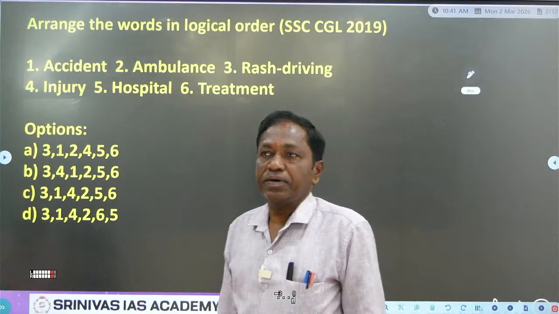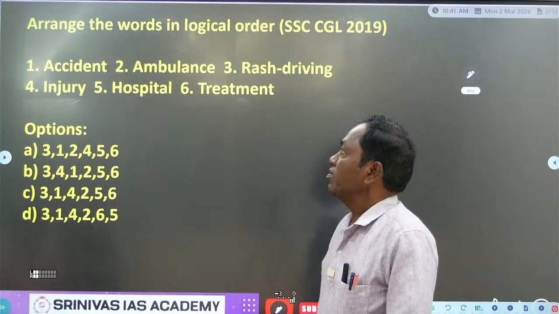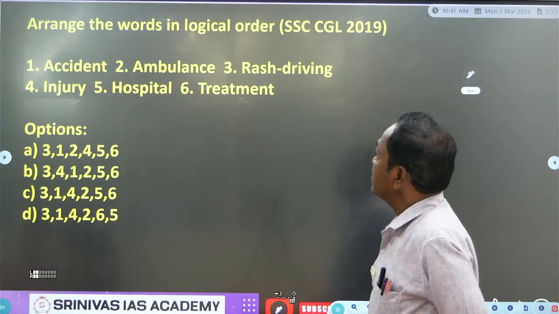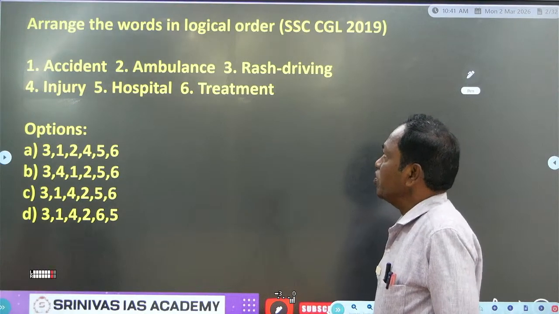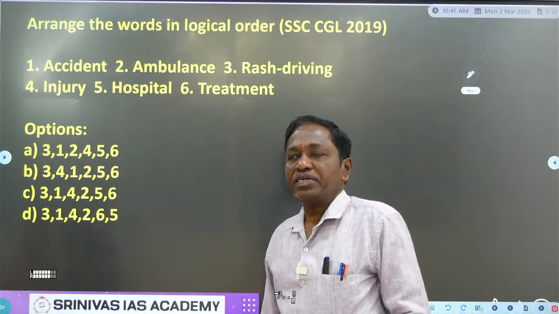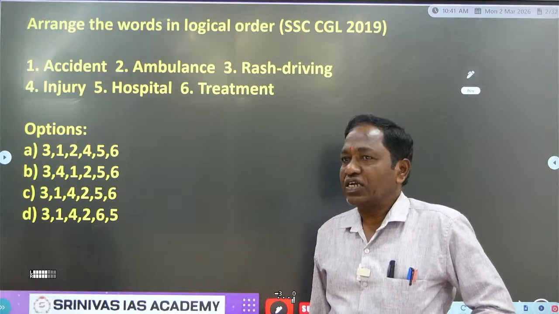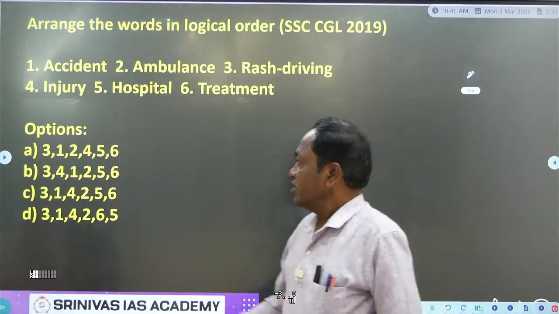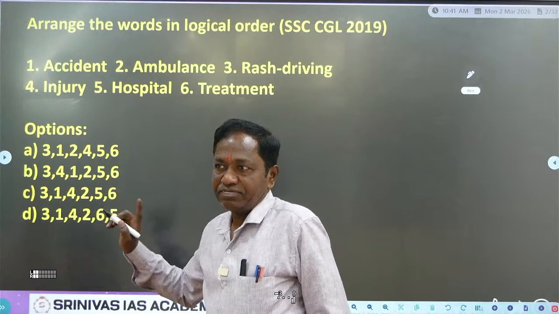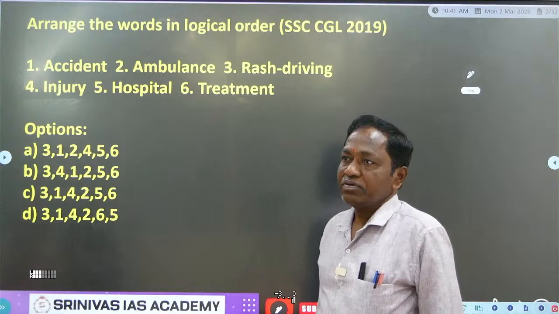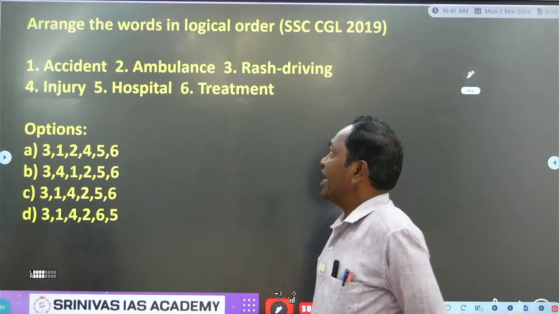Now we can see what words are there related to this: accident, ambulance, rash driving, injury, hospital, treatment. This is an easier one. What takes place first? Rash driving. Rash driving is what number here? 3. But everywhere 3 is there. Okay, right. And after the rash driving, what happens? Rash driving will lead to accident.